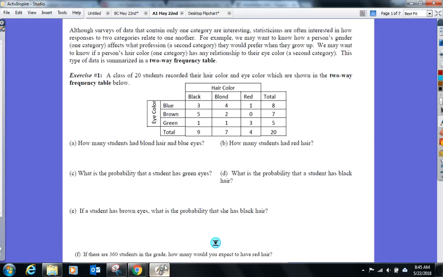How many students have blonde hair and blue eyes? Let's just start there. Read the table. Blonde hair, blue eyes, see where they intersect. Blonde hair, blue eyes, I have 4 students. Yep.